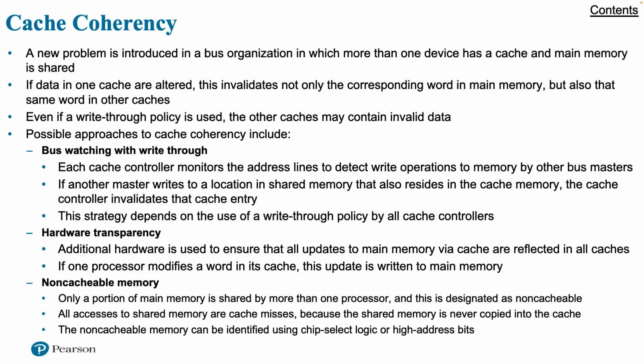And then finally, we have the non-cacheable memory. Only a portion of main memory is shared by more than one processor, and this is designated as non-cacheable. In such a system, all accesses to shared memory are cache misses. Because the shared memory is never copied into the cache, the non-cacheable memory can be identified using chip select logic or high address bits.